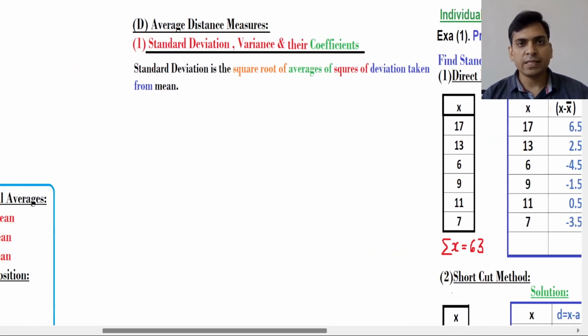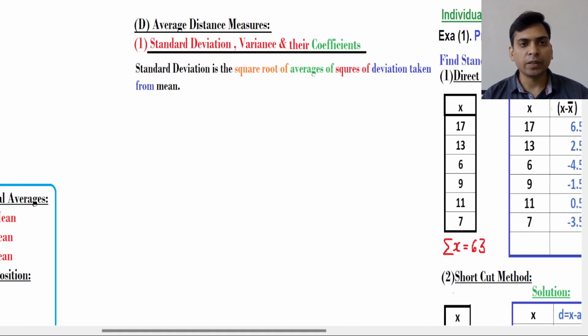So first we will see standard deviation as per definition. The definition is: standard deviation is the square root of the average of squares of deviations taken from the mean. So squares of deviation, this is not square, this is S-Q-U-A-R-E-S, squares. So squares of deviation taken from the mean.